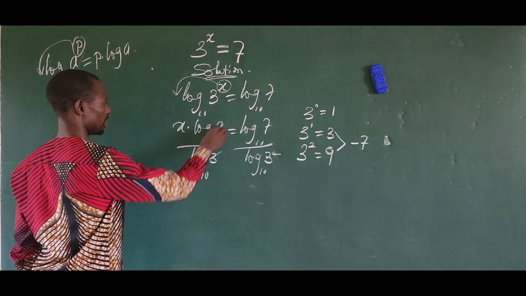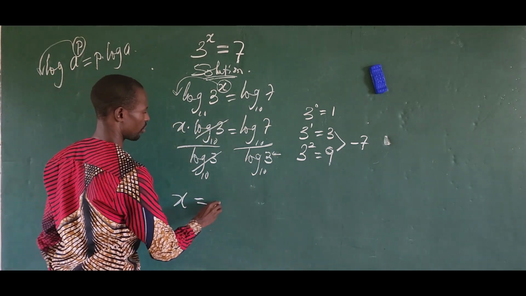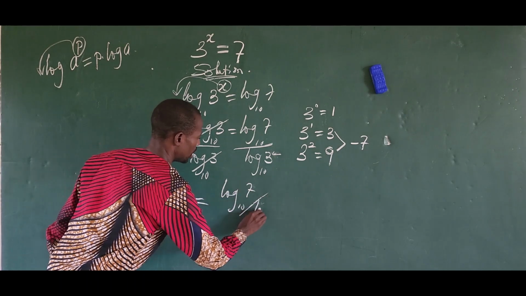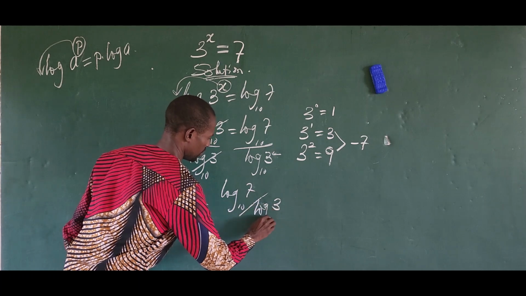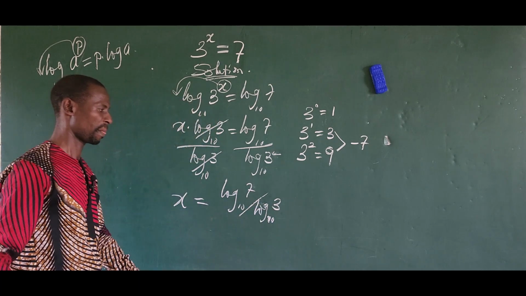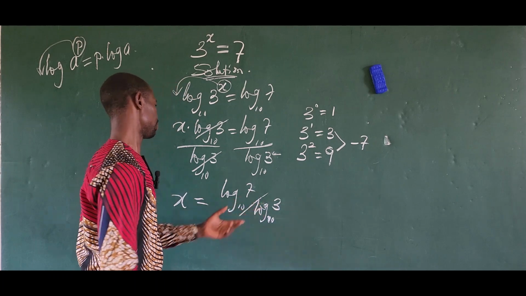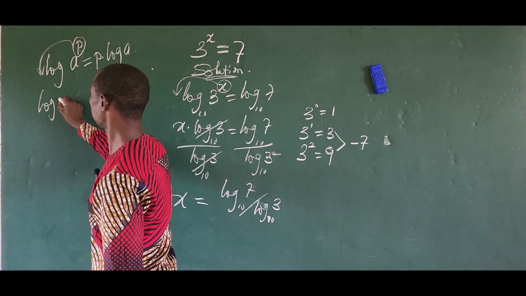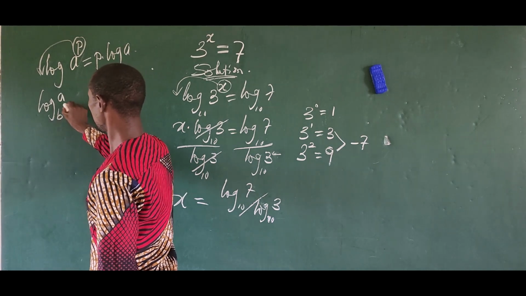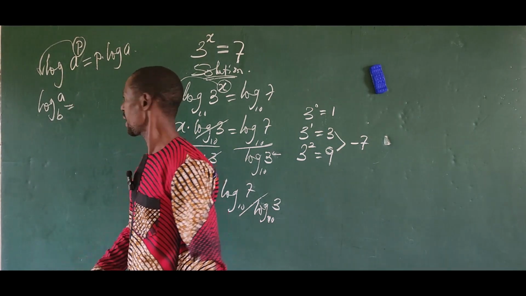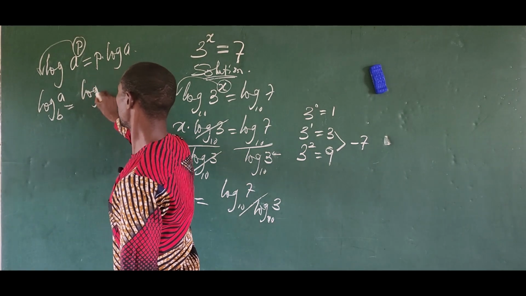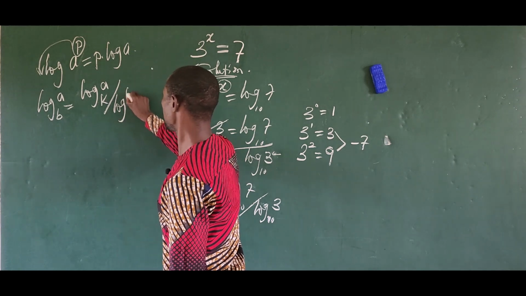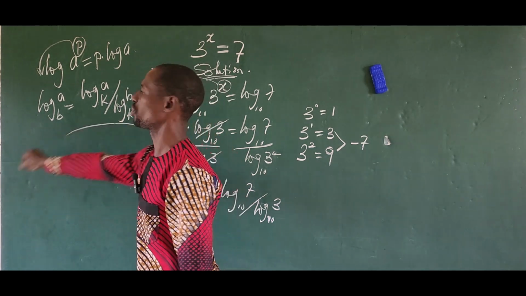So from here, what happened? This leaves us with x equals log 7 base 10 all over log 3 base 10. Now we can apply the change of base rule to this. The law says if you have log of b to base a, and we change it to, let's say, base k, this is going to give us log b base k, all over log a base k, where k is the new base, right?